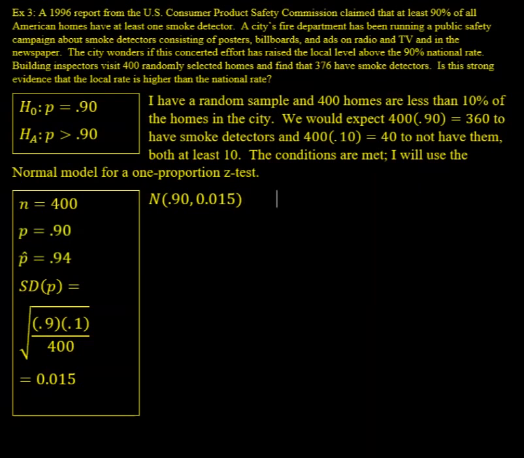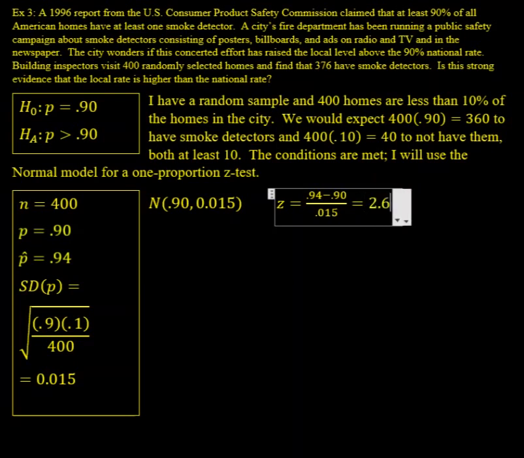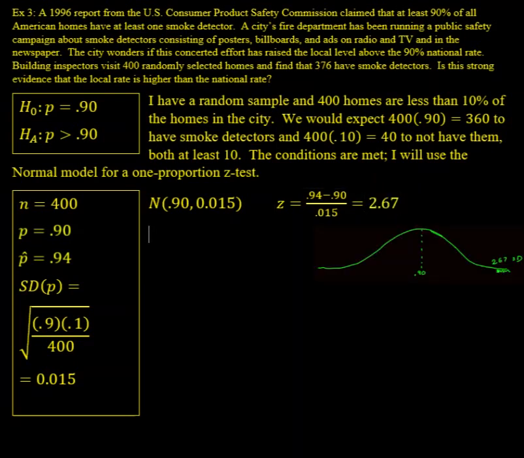We'll find our z-score. z equals 0.94 minus 0.90 over 0.015, the standard deviation. This gives us a z-score of 2.67. So now let's sketch that out. We have one tail this time, so we're only shading on the right side, because we want to have over 94%, which is 2.67 standard deviations, shade above.